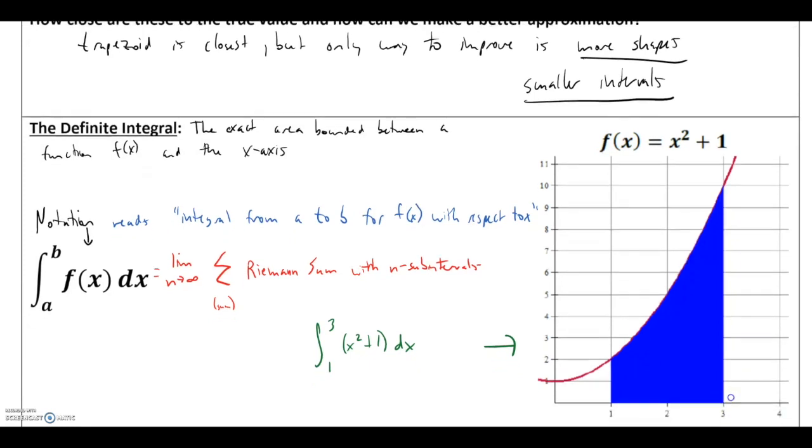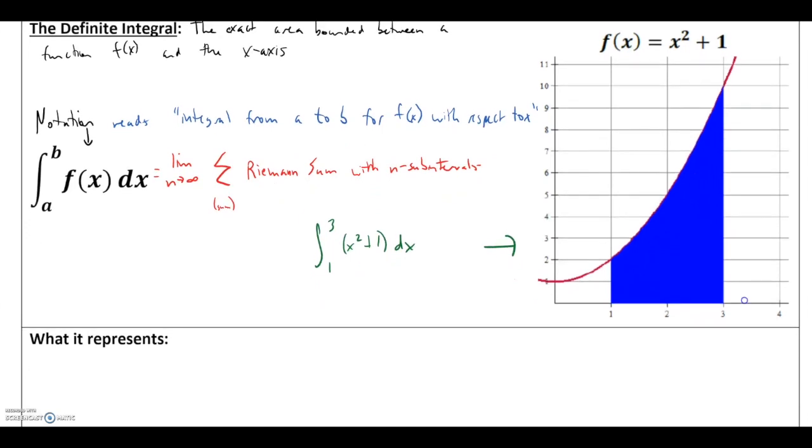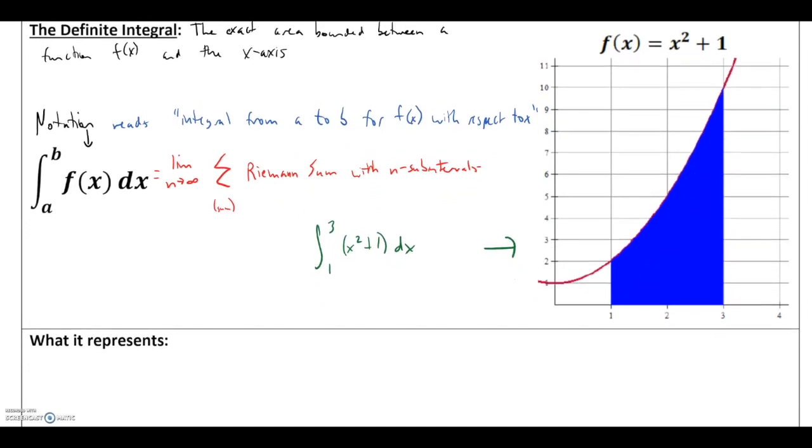And now we'll get into some particulars about what exactly we're calculating and properties of this new notation. So what this represents to us, this definite integral, as we stated in the definition, is the exact bounded area between a curve and the x-axis. Getting more into the concept of what this area is going to represent, think about the units for area being equal to the units for f of x times the units for x.